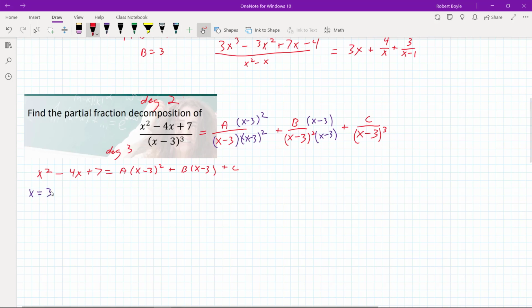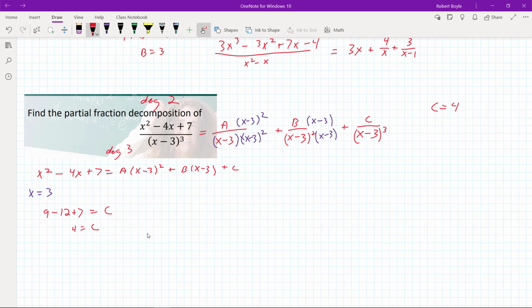And if we do, we're going to have 3 squared, which is 9, minus 3 times 4, which is 12, plus 7, and that is going to be equal to a times 3 minus 3, which is 0, plus b times 3 minus 3, which is 0, plus c. All this is equal to c. Well, 9 minus 12 is equal to negative 3. Negative 3 plus 7 is equal to 4. So we're going to have that 4 is equal to c, and that tells us that c is equal to 4. Okay, so that takes care of that.